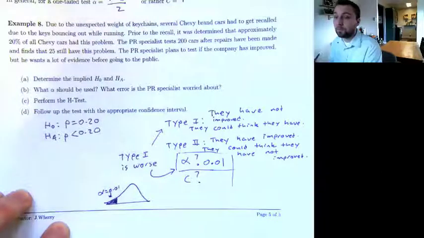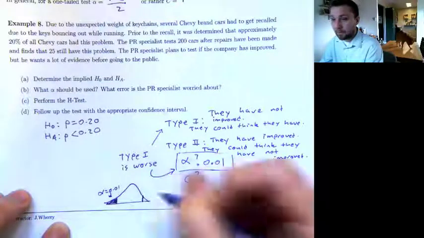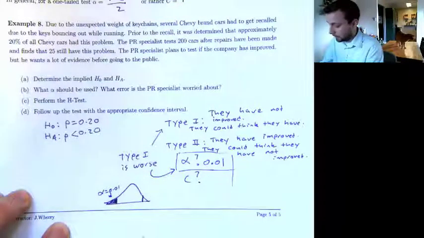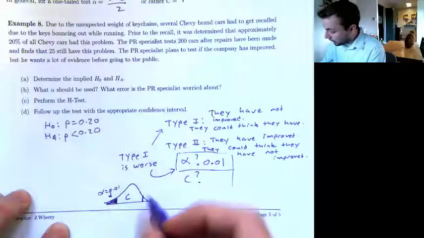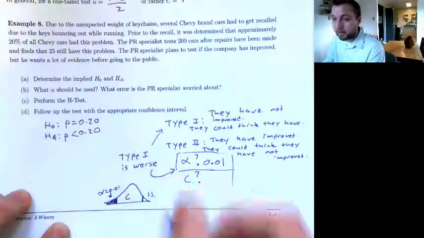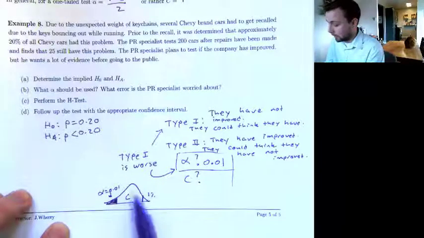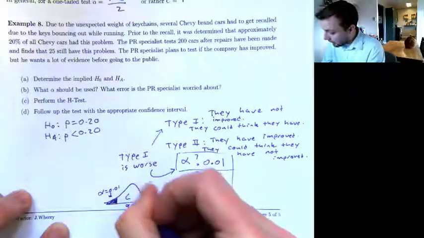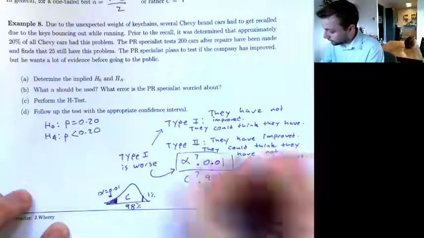I want to be really, really confident before I say that things have improved. So it's not going to be surprising if I have a large C level here. I want to be confident. C lives in the center. If I have 1% here, I also have 1% in this tail that I don't want to include because I only want the center chunk. 1 and 1 makes 2. That leaves me with 98% as my confidence level.